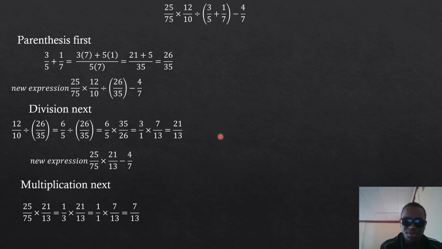Okay? So the next step, our new expression will now be this answer we got here. We'll come and replace it in the same position and copy whatever we have not touched. So we have 7 over 13 minus what we have not touched, minus 4 over 7. So this now is just subtraction of two fractions. Just like we did addition, we will do exactly the same thing at this step.